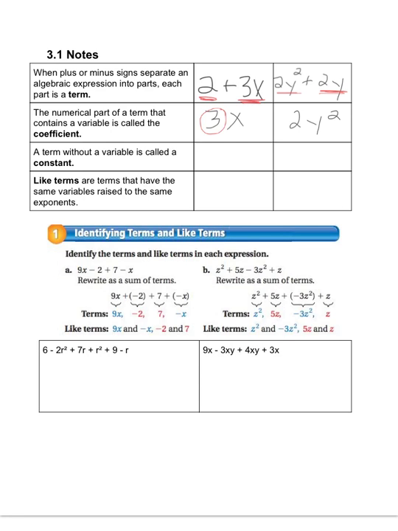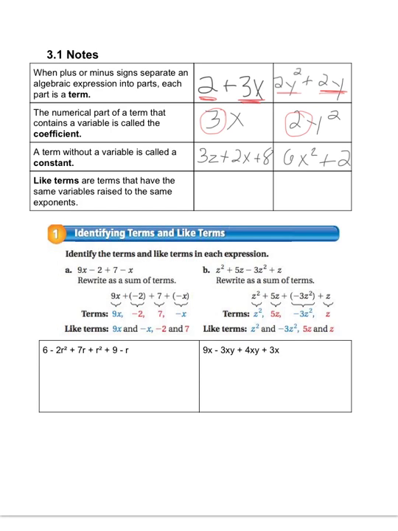Why don't you try the next one on your own? Circle the coefficient. Okay, looking at this term, we have the term 2y squared, and the numerical part of this term is 2.